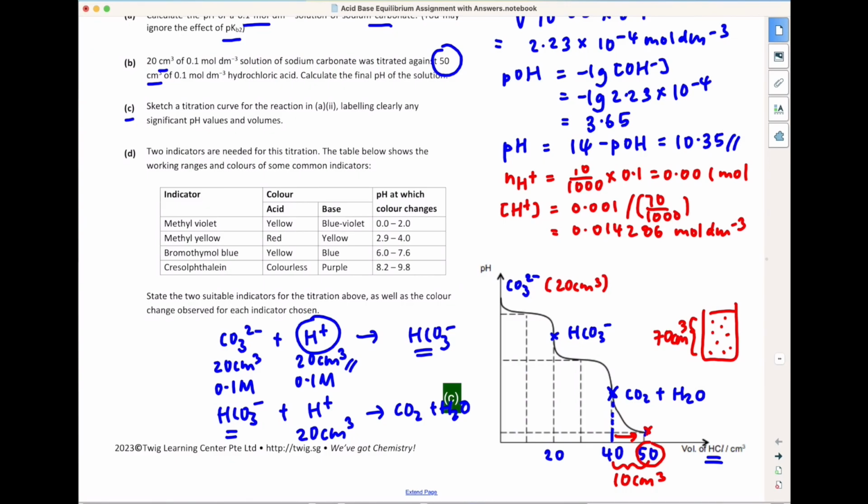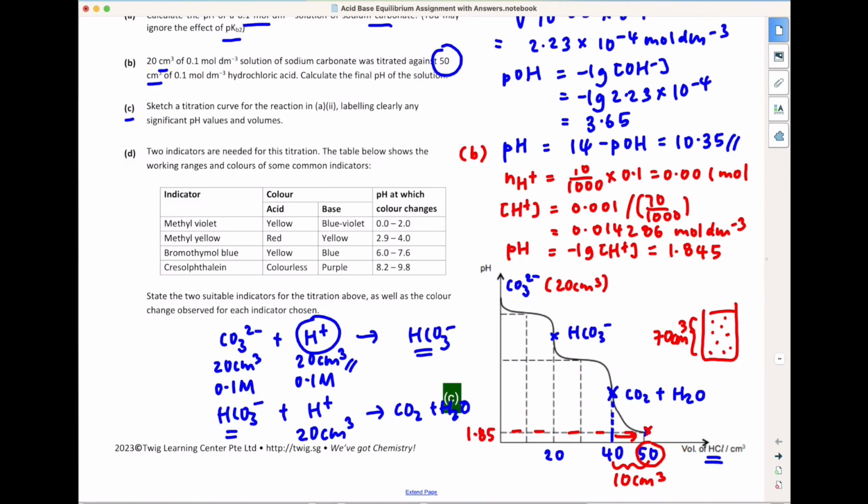Then you can find the pH. pH equals minus log of the H+ concentration. Just plug it in and you get 1.845, so this value should be 1.85 to 3 significant figures. Got it? So this is how we do it, and this is for part B.